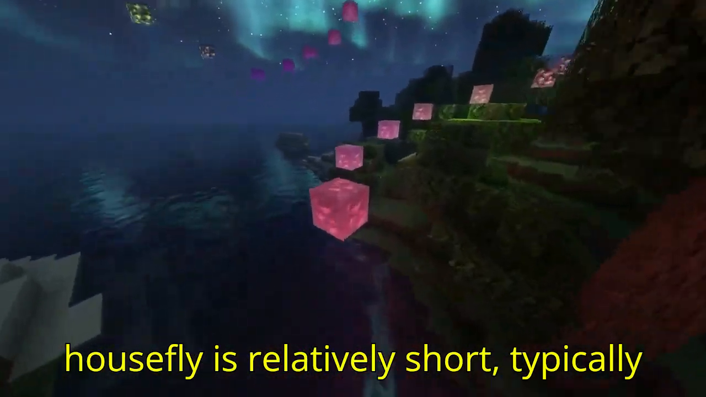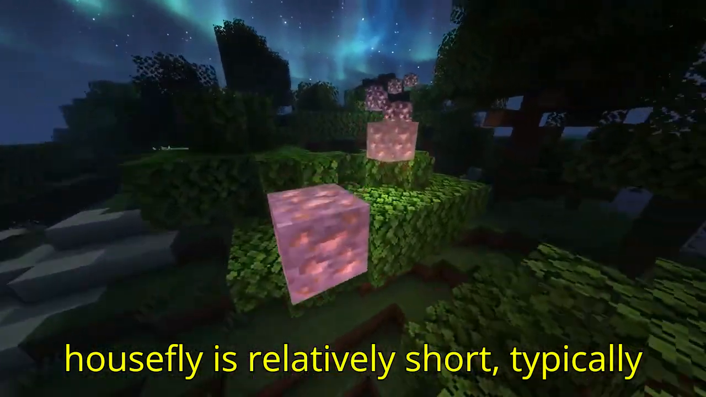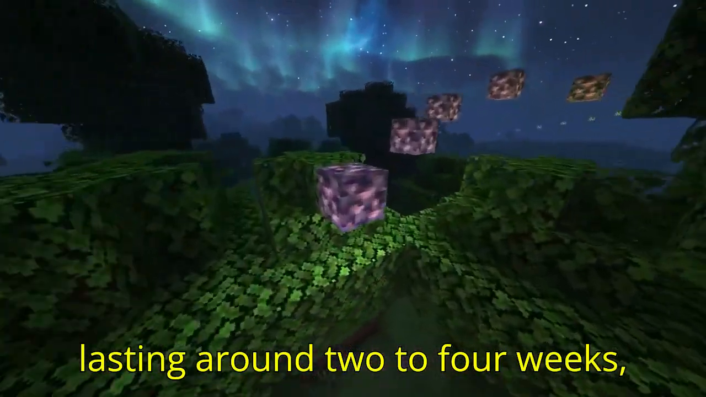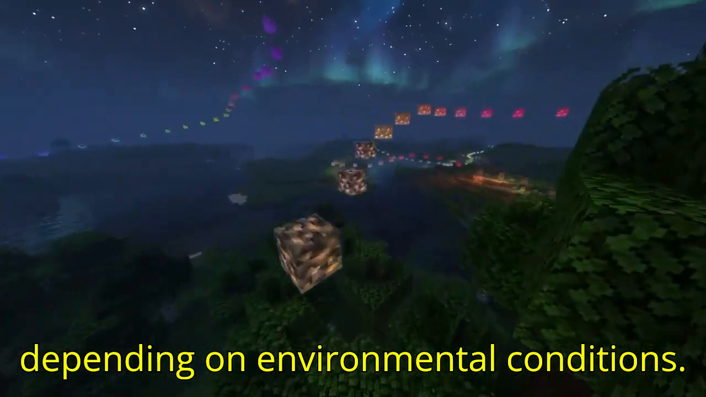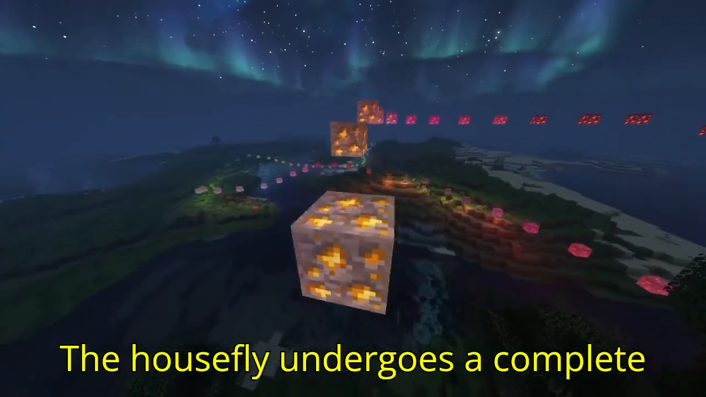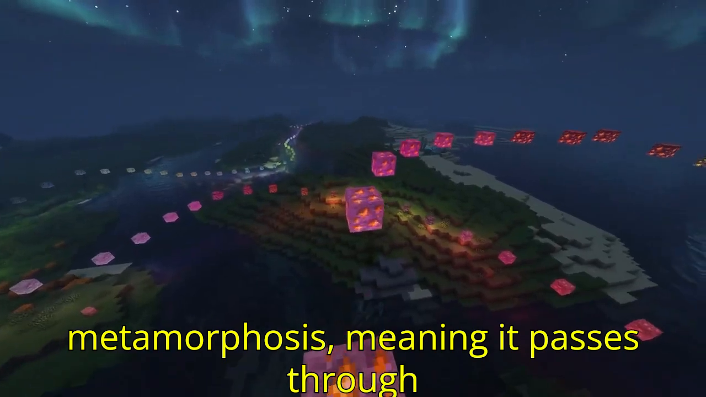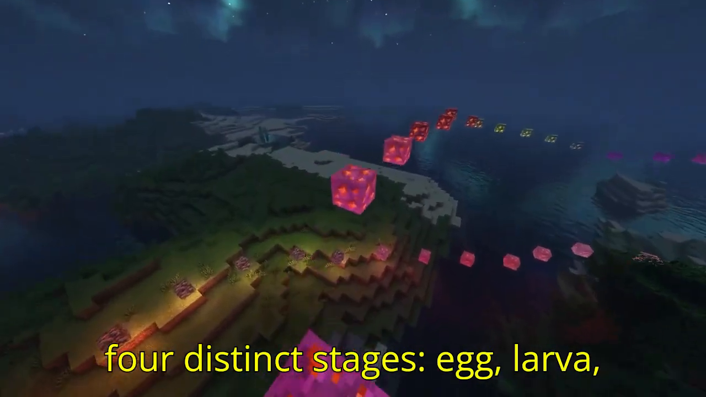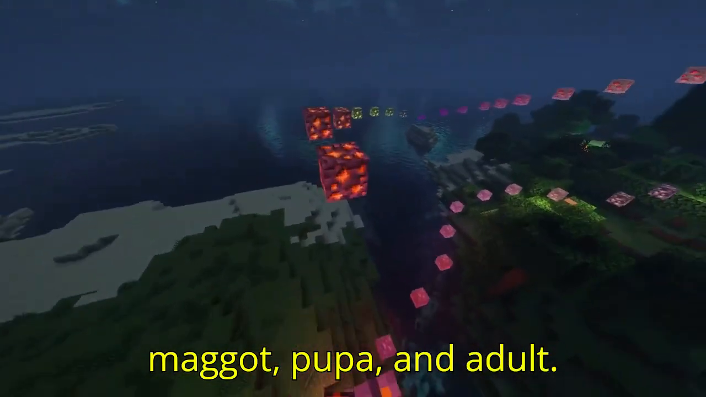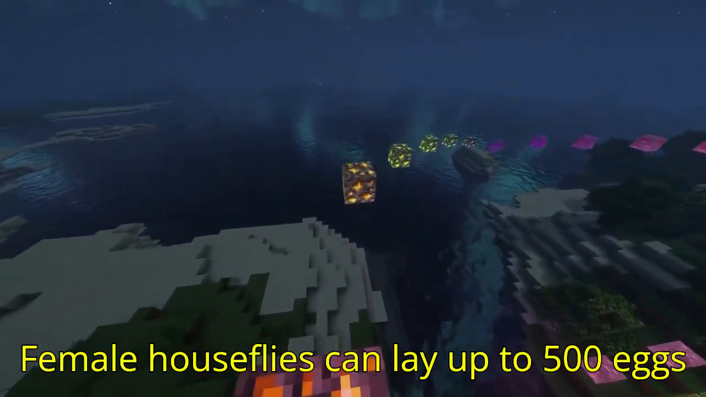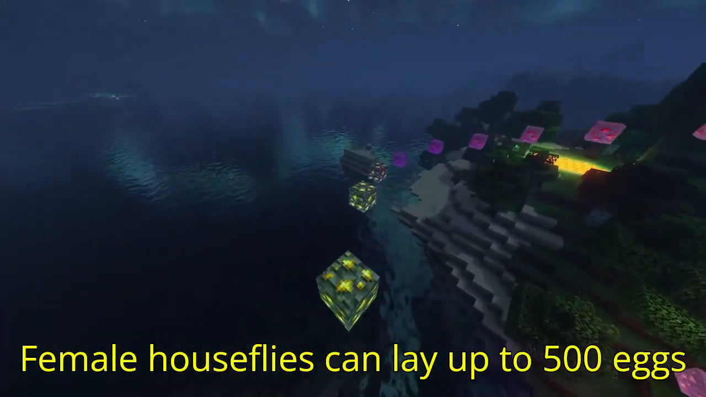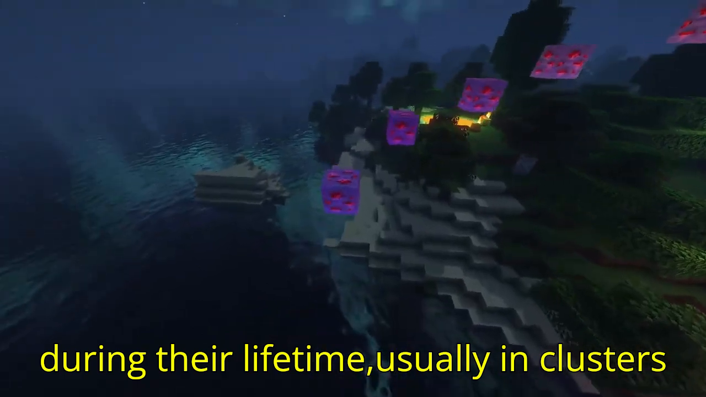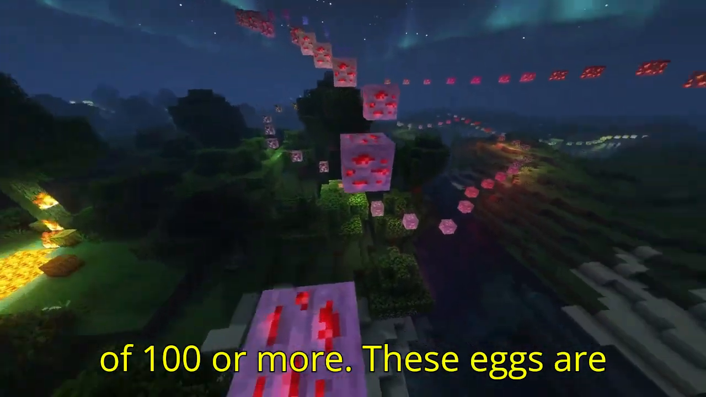The life cycle of a housefly is relatively short, typically lasting around 2 to 4 weeks, depending on environmental conditions. The housefly undergoes a complete metamorphosis, meaning it passes through 4 distinct stages: egg, larva, maggot, pupa, and adult. Female houseflies can lay up to 500 eggs during their lifetime, usually in clusters of 100 or more.